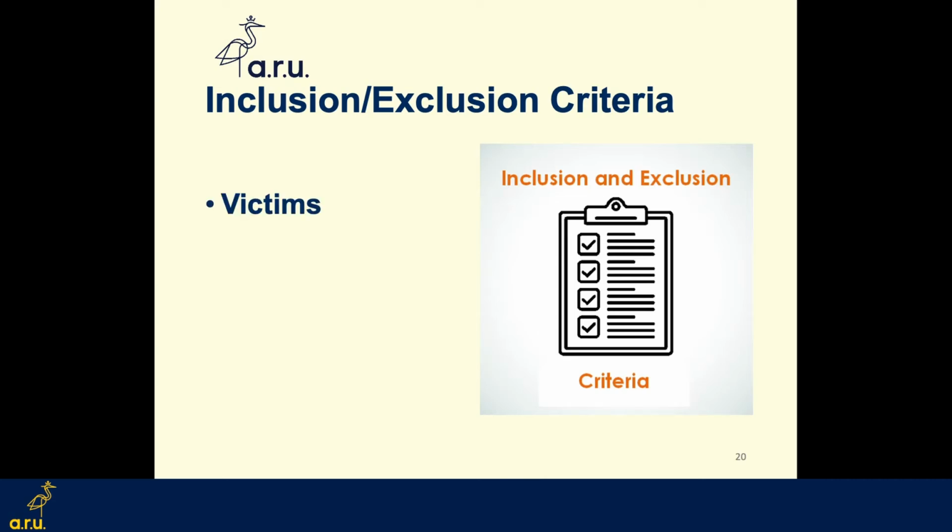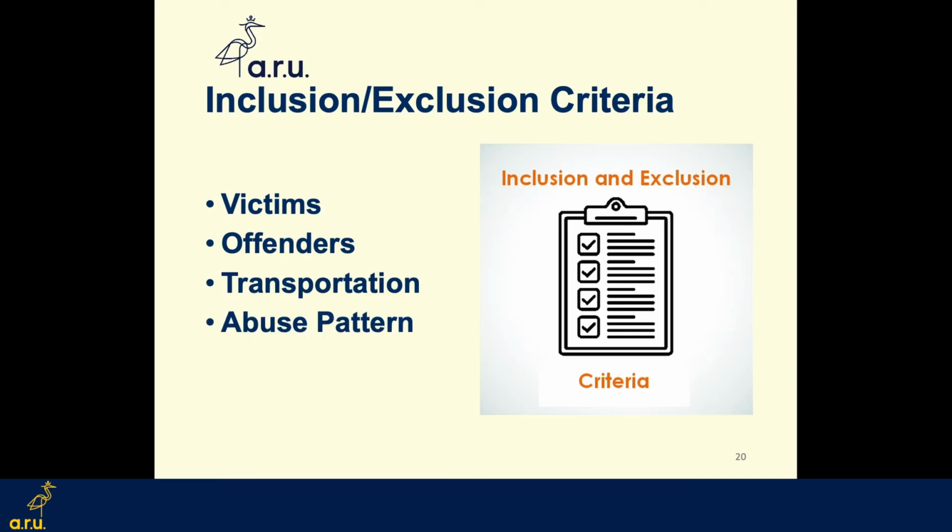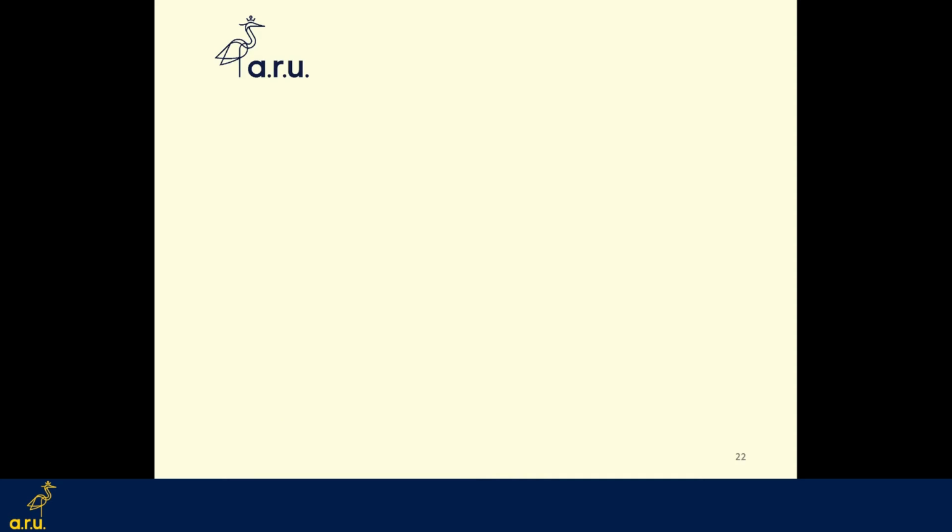So I had to do some work around how we define the victims, who the actual offenders are, what form of transportation would be involved in this, and the abuse pattern. So victims, easily enough, we can define as a child aged 17 years of age or younger. This is because it meets the national and international definition of a child. So if we're calling something child sexual exploitation or child sex trafficking, we have to use the definition of what a child is. So it's quite a simple way to include this.